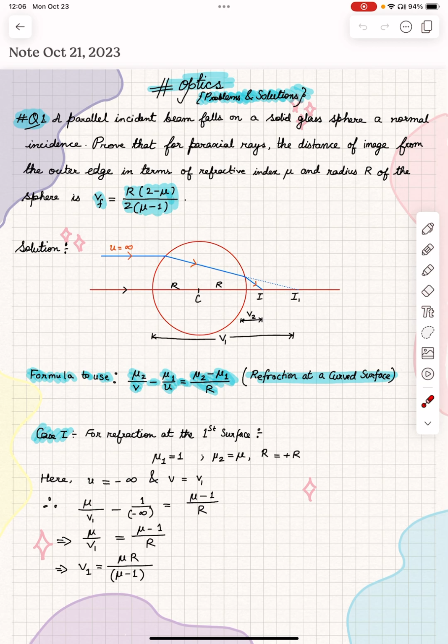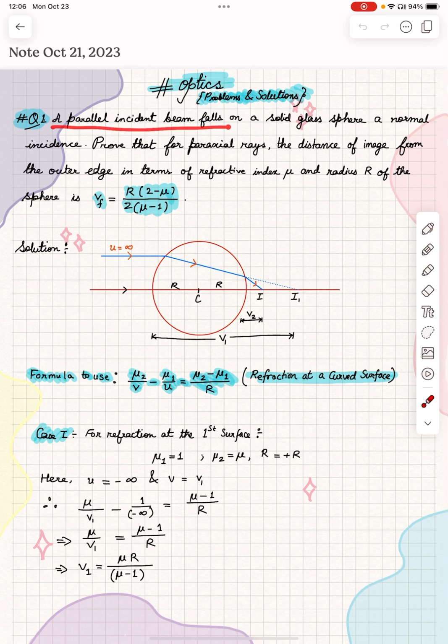Today I'm going to show you a small optics problem. The problem is like this. There is an object which is at infinity, and the rays of the object fall on a spherical glass object. Okay, and then the image is formed at a certain point. We have to find the distance of the image, from one particular position. So this is the question.